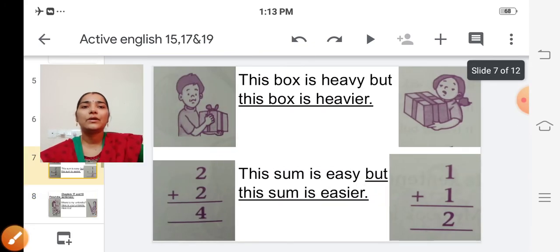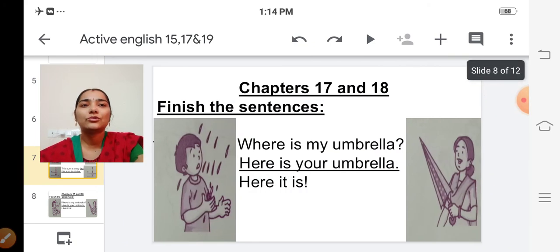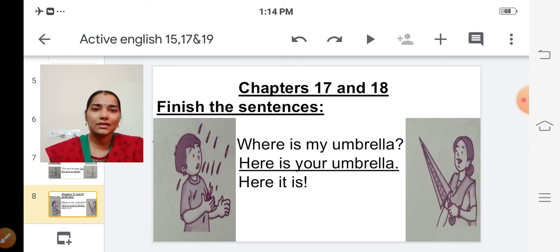So the remaining sentences will be a home assignment for you. Look at the picture and complete the sentences using the comparative adjectives. Okay, children, they have given the comparative adjectives, isn't it? So using those words, you have to complete the remaining sentences. Now let's move on to chapter number 17 and 18.